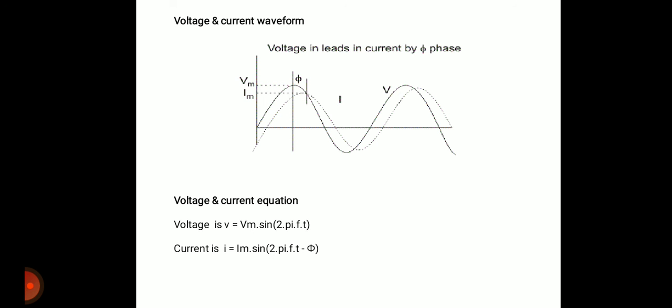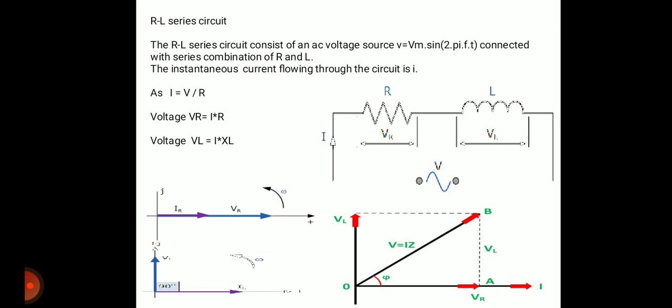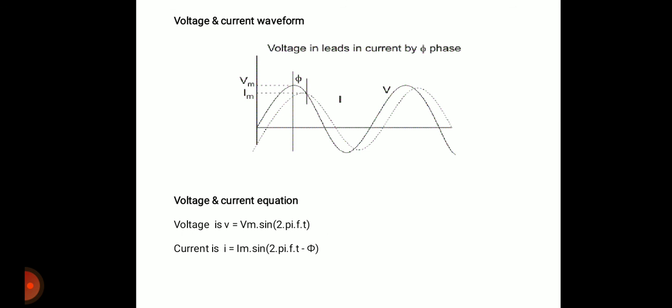Next is the voltage and current equation. The voltage equation is given first: V is equal to Vm sin of 2 pi f t. Then how do we write the current equation? Before writing the current equation we have to consider the phase difference between voltage V and current I. Current I lags voltage V by theta degrees. That's why the current equation becomes I is equal to Im sin of 2 pi f t minus theta.